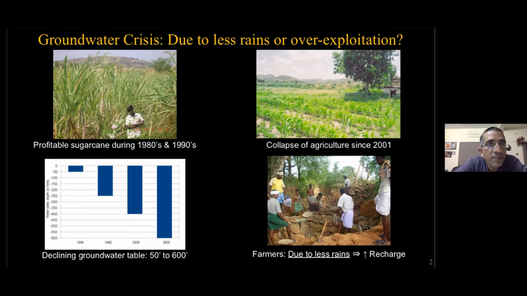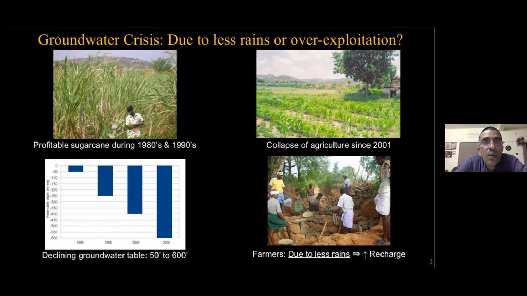It kept going down. In the 80s and 90s, it was at 50 feet. Then by 95, it came down to 250 feet, then 400 feet. Eventually by 2001, 2002, around 600 feet. And after that, we could go deeper, but we wouldn't get any water. So if you talk to the farmers, their thing was it is climate change, less rain. So the government should intervene and increase recharge into the groundwater from rainfall.